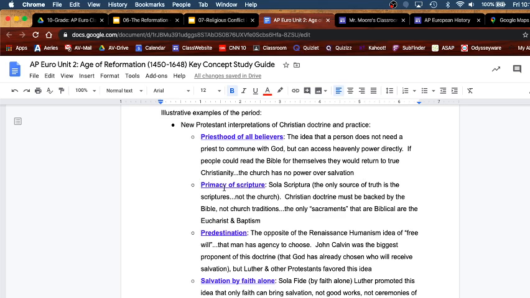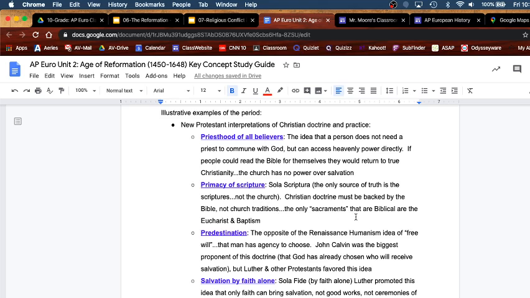Another one of the key points here is the primacy of the scriptures. As Martin Luther said, sola scriptura. Sola in Latin means only. So the only source of truth is the scriptures, not the church. That's totally straight from Martin Luther's ideas. That was one of the things he thought, that the Christian church had kind of strayed. They had incorporated a whole bunch of stuff over time that wasn't found in the scriptures. In fact, Christian doctrine must be backed by the Bible, not church traditions.